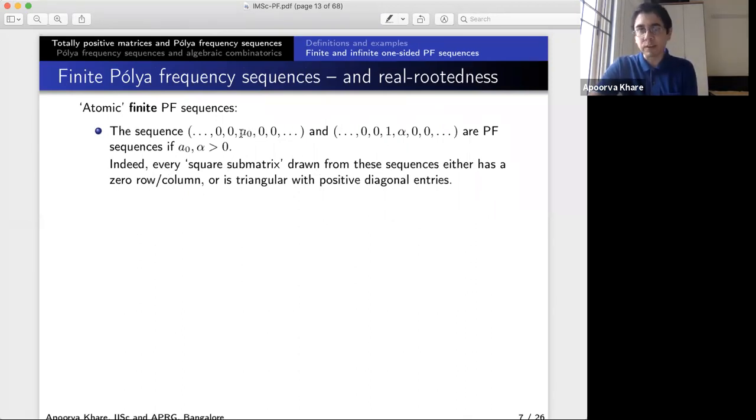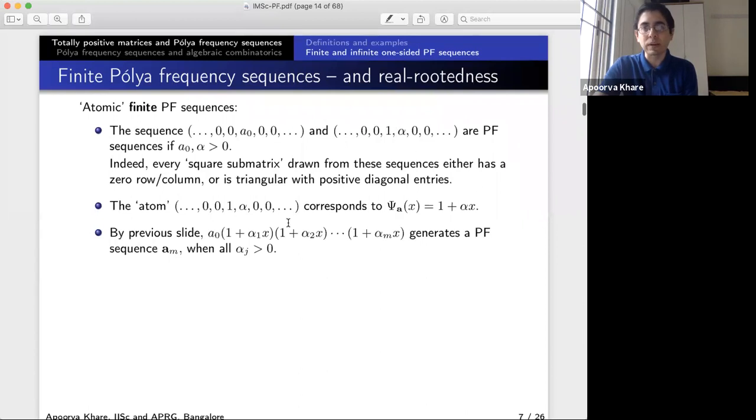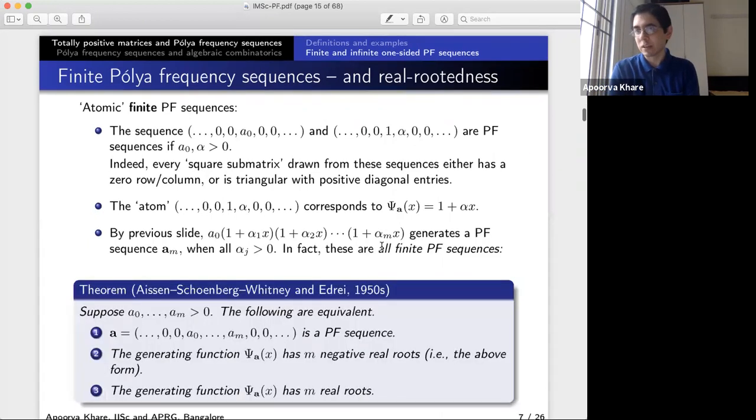What are their generating functions? A naught and 1 plus alpha x. So now I can do the multiplication by the previous slide, do a bunch of these things. Each of them generates a Polya frequency sequence. Let's say all the alpha j's are positive. Claim, this is it. There are no others.